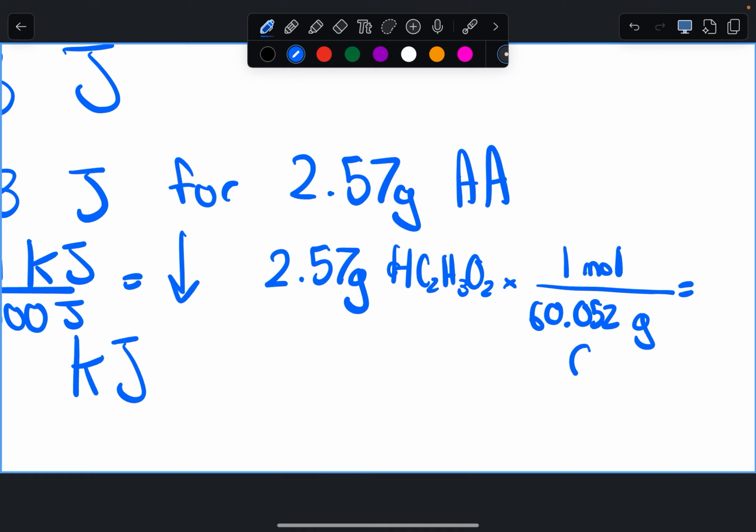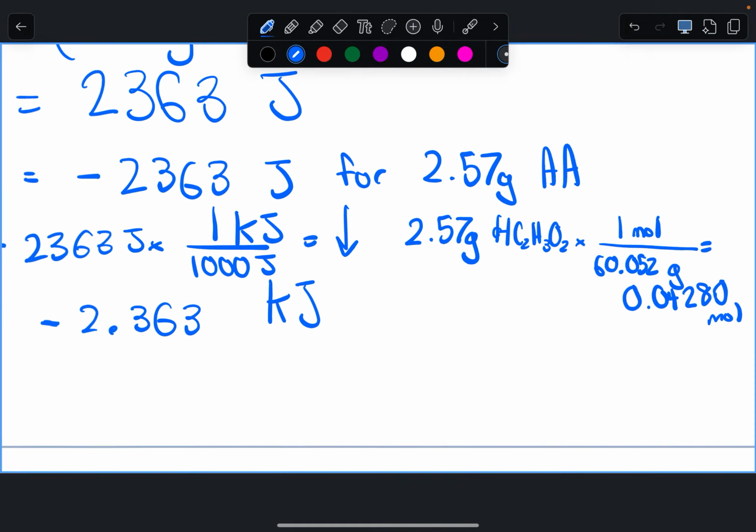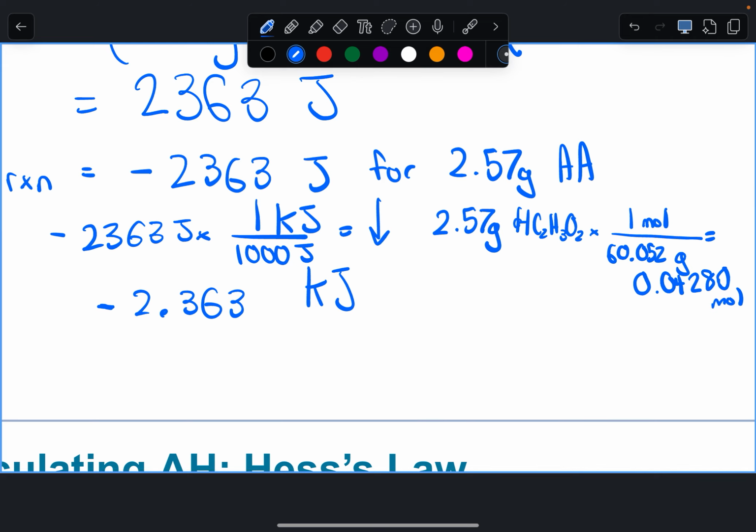All right, so that comes out to be 0.042, let's do 4 sig figs again, 280 moles. So definitely not 1 mole. So to determine kilojoules per mole, we're going to take the kilojoules and divide them by that number of moles. So that will give us the value for 1 mole.